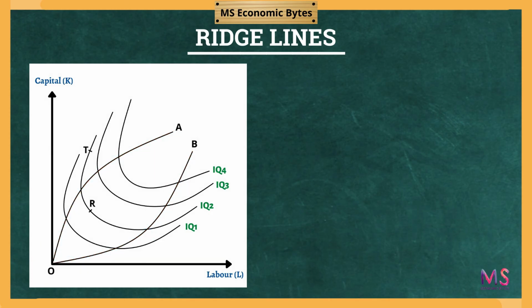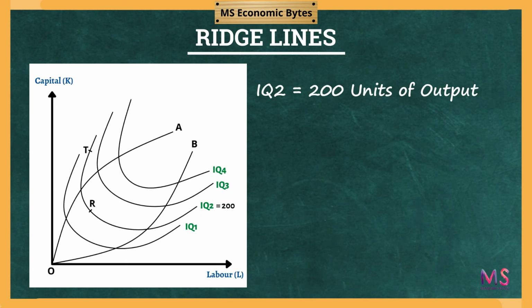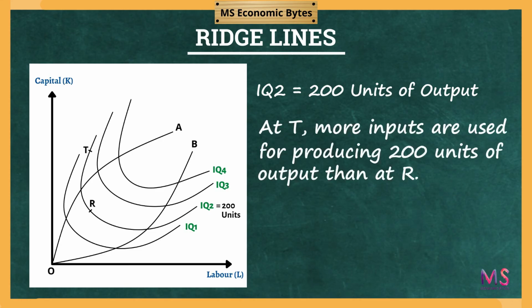Consider points T and R on isoquant 2. Let's say isoquant 2 produces 200 units of output. T lies outside the ridge line. At this point, more of capital and labor are used to produce 200 units of output as compared to point R, which lies on the same isoquant 2. Thus, the region outside the ridge lines is called the region of economic nonsense.